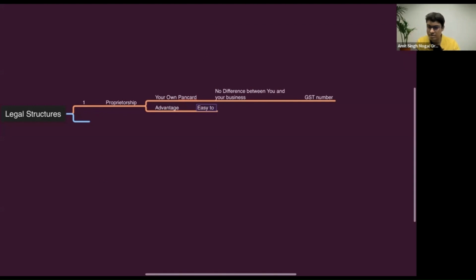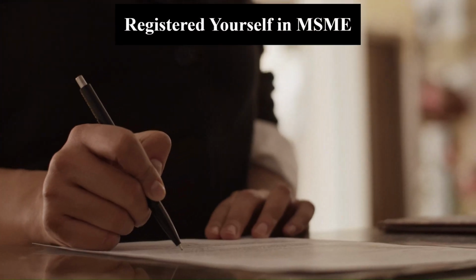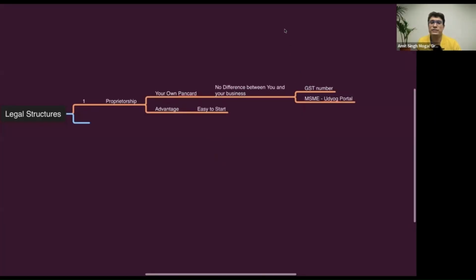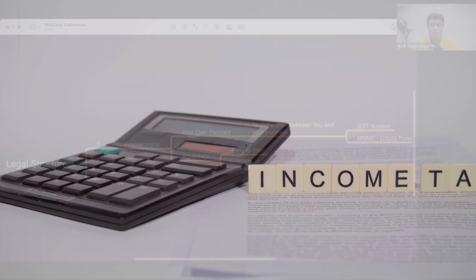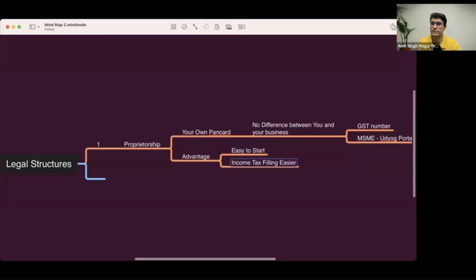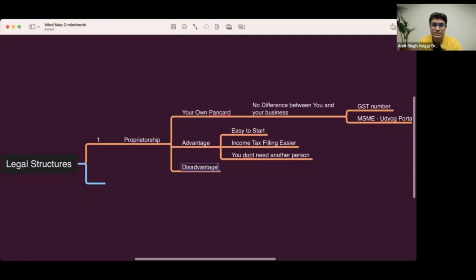Your PAN card is already made, so it is easy to start. There's nothing else that you need. You can also get registered yourself in MSME, where you can get a certification. Then your income tax filing and all those things become easier because it is you only. Whatever bank account statement you have, you just give it to the CA and the filing is all okay. So what are the disadvantages?